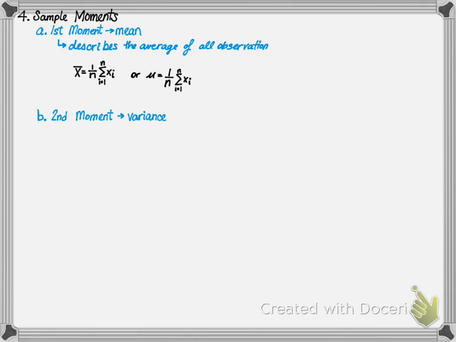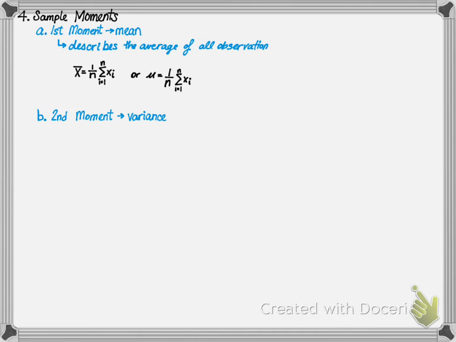You can either have x bar or mu. When we're talking about x bar, that represents the sample. When you use mu, that represents the entire population. The mean is the summation of either all your samples divided by the total number of samples, or the summation of all your population divided by the number of your population.